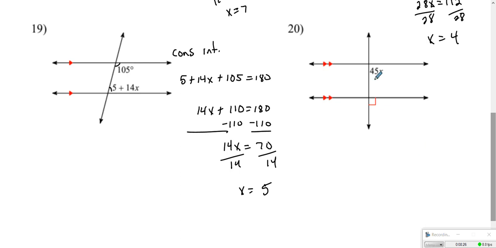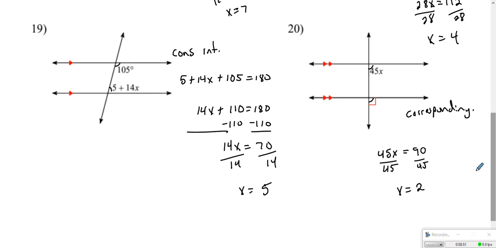Last question, number 20. These are corresponding. Corresponding angles are congruent. That means the 45x is equal to this one down here, which is 90. And divide both sides by 45. And so I get x equals 2.